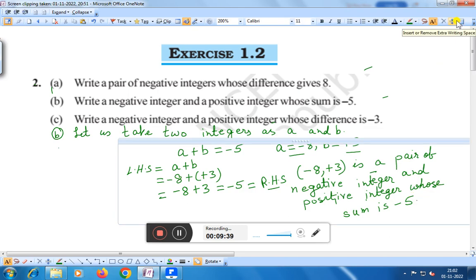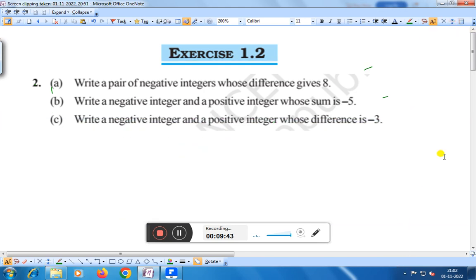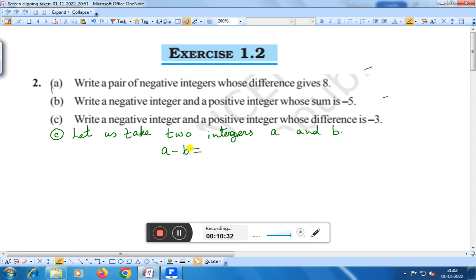Now we will solve question number C. Question number C is: write a negative integer and a positive integer whose difference is -3. Let us take two integers a and b. According to the question, a minus b is equal to minus 3.